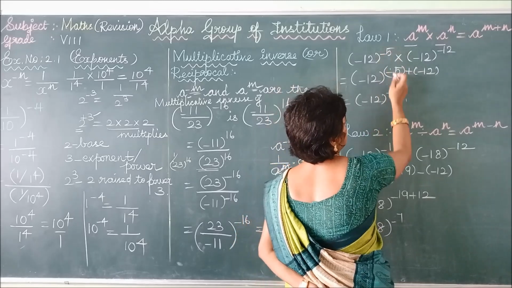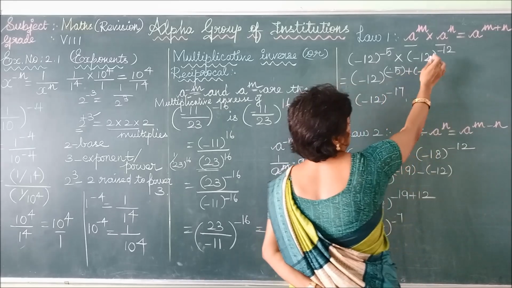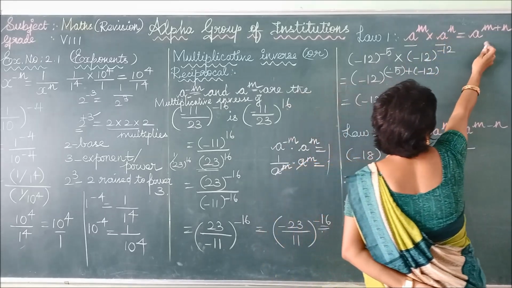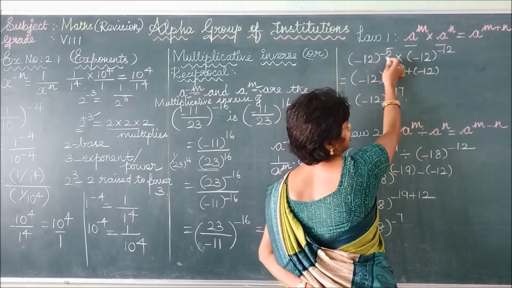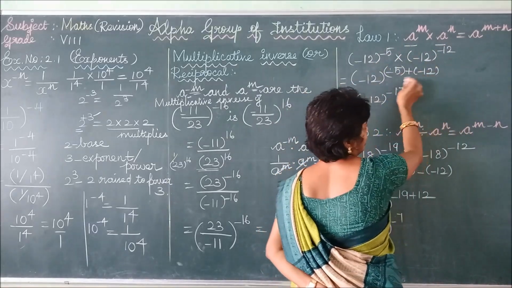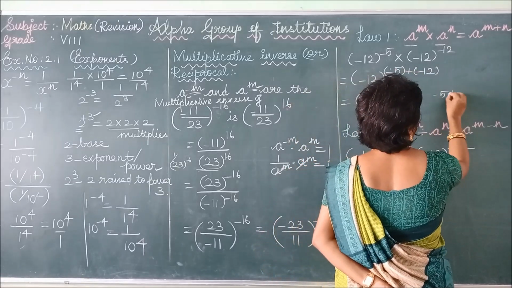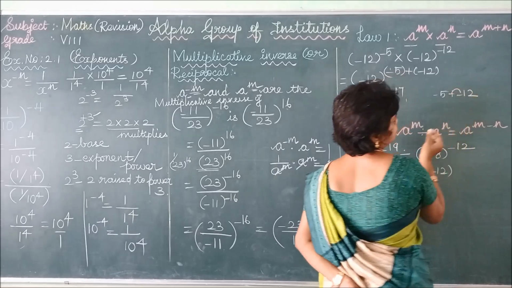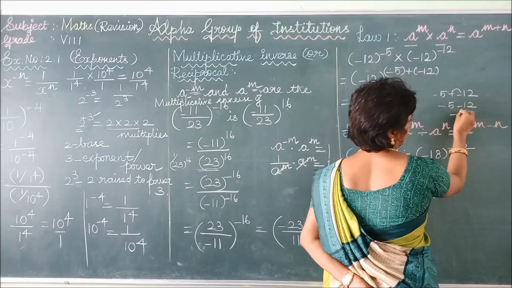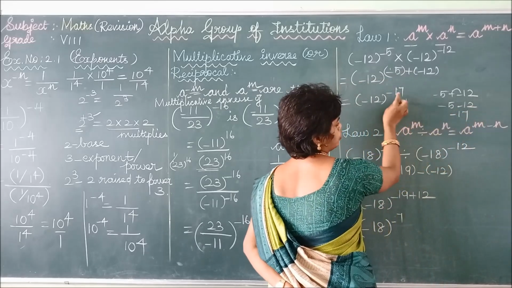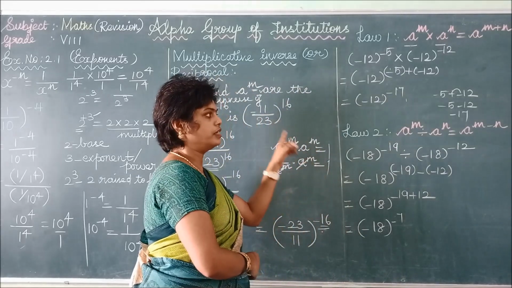So what are the powers? Minus 5 plus minus 12. A power m into a power n is equal to a power m plus n. Here our a is minus 12, and m and n are minus 5 and minus 12. You can add the powers. How do you write minus 5 plus minus 12? Both are negative, so you put the negative sign and add the values. So minus 12 whole power minus 17. That is our first law.